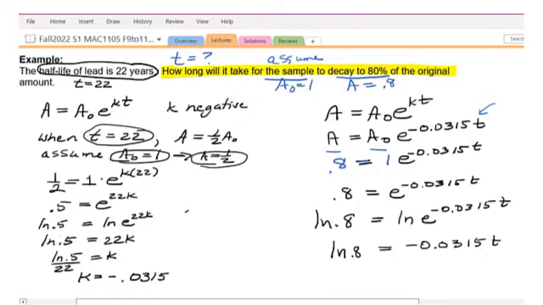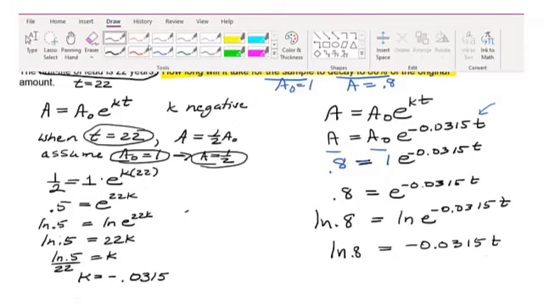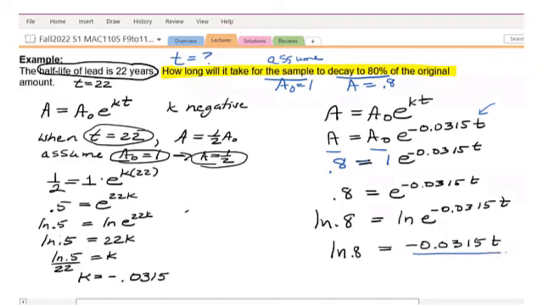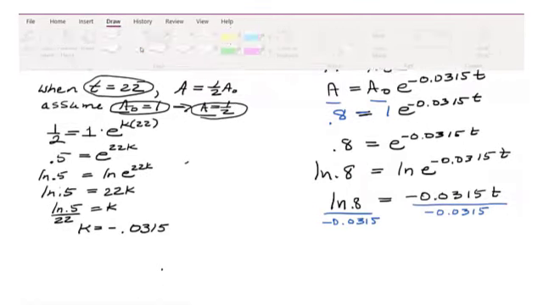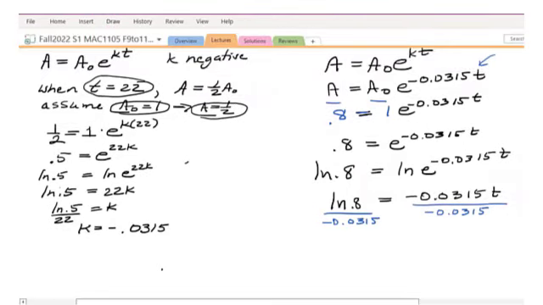And now we have to get t by itself. And how do we do that? Divide. Very good. So I'm going to divide by negative 0.0315. So that's what we have to plug into our calculator. t equals the natural log of 0.8 divided by negative 0.0315.